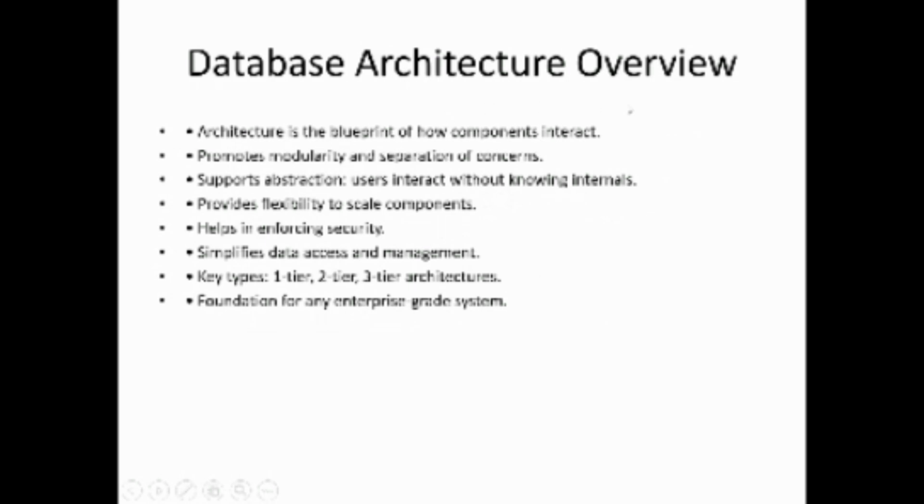So, database architecture overview. Architecture is a blueprint of how components interact. It promotes modularity and separation of concerns. It supports abstraction. Users interact without knowing internals. It provides flexibility to scale components. It helps in enforcing security. It simplifies data access and management. Key types: 1-tier, 2-tier, and 3-tier architecture. It is the foundation of any enterprise-grade system.